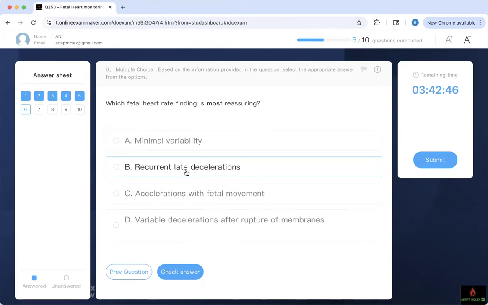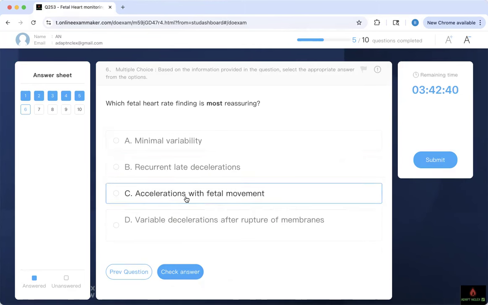Recurrent late deceleration is bad, right? That indicates placenta insufficiency. Acceleration, baby is happy, is moving around, happy. That's a good thing. Variable deceleration is not. Baby is not happy. That's deceleration. Another way to answer this question is deceleration means bradycardia.